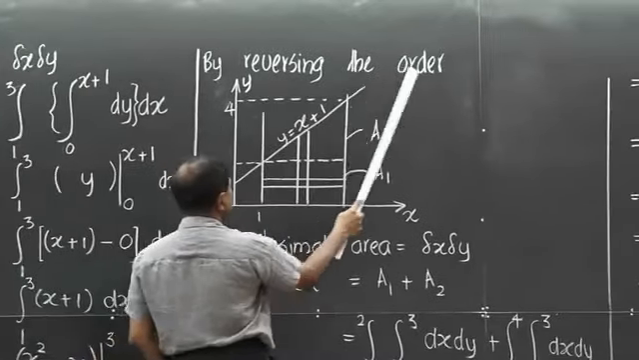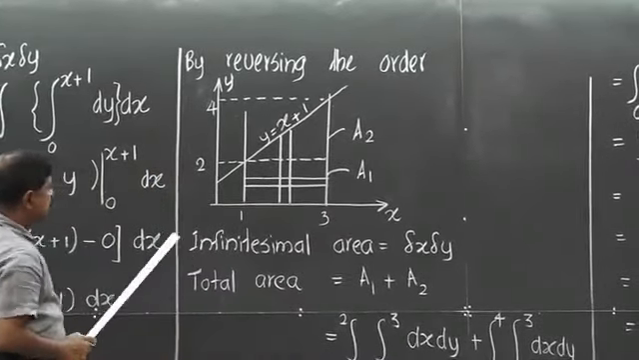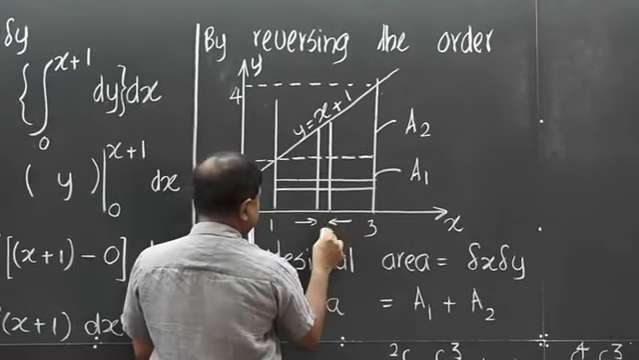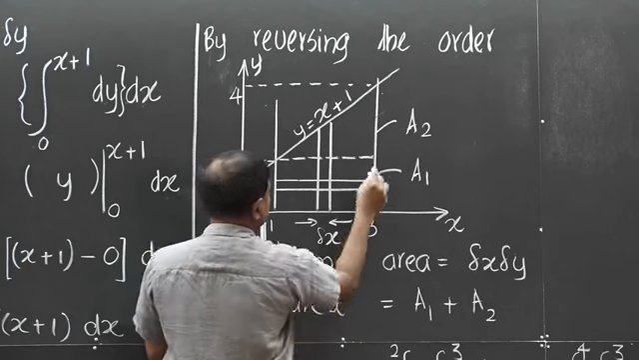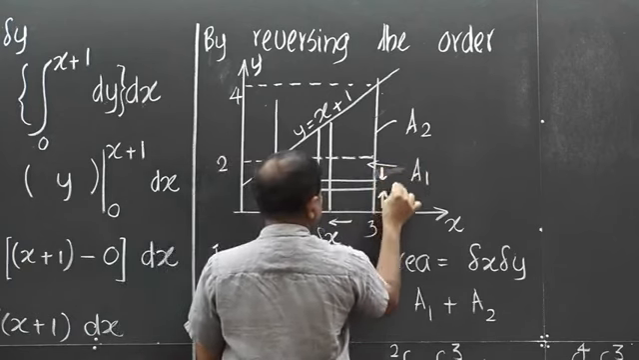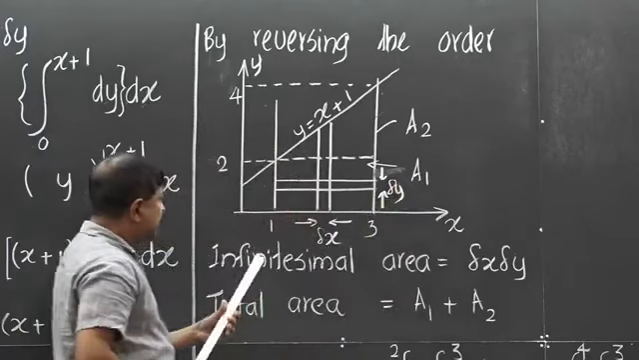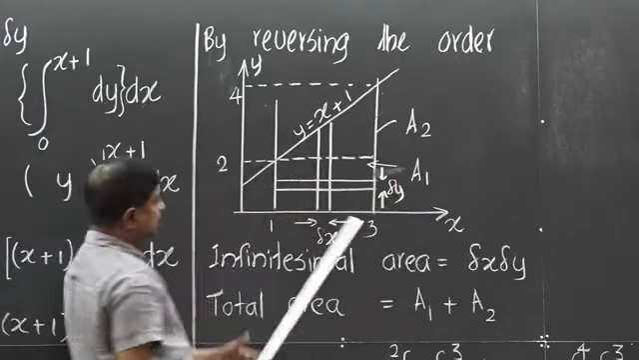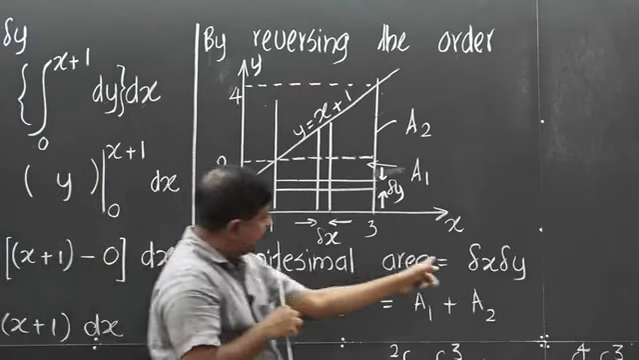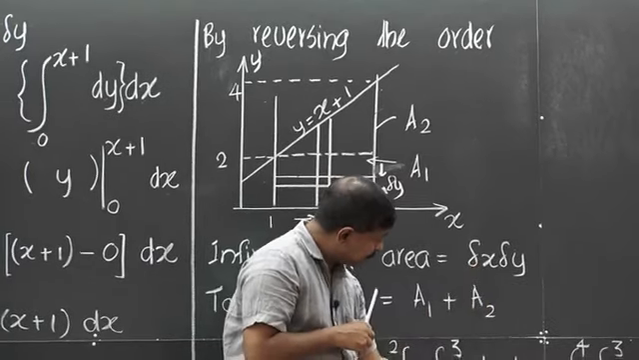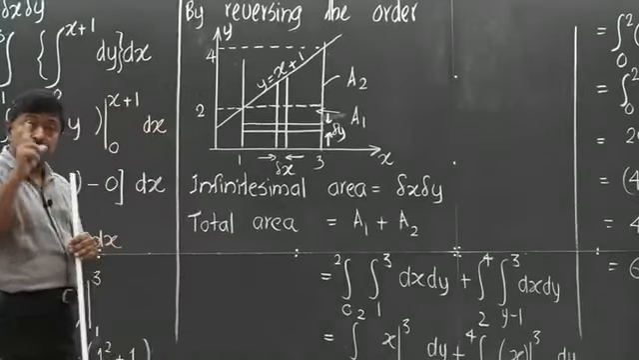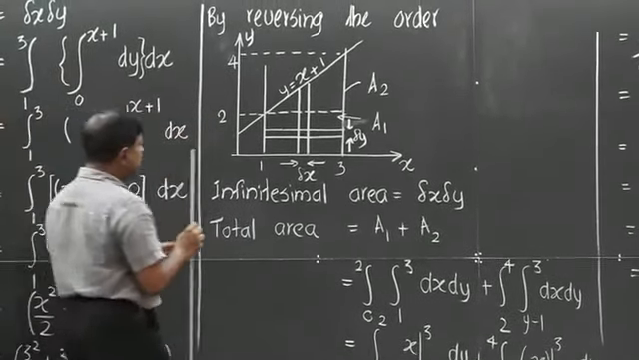By reversing the order, again if you consider the width of this one as delta x, this delta y, again the infinitesimal area is delta x delta y. But here we have a little problem. When you have delta x first, so dx comes first, you have to first assign the limits of dx or limits of x. But here we have a little problem.